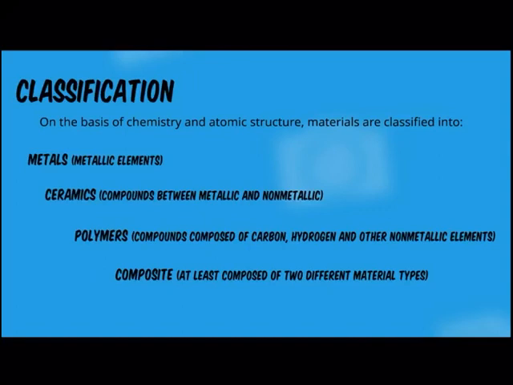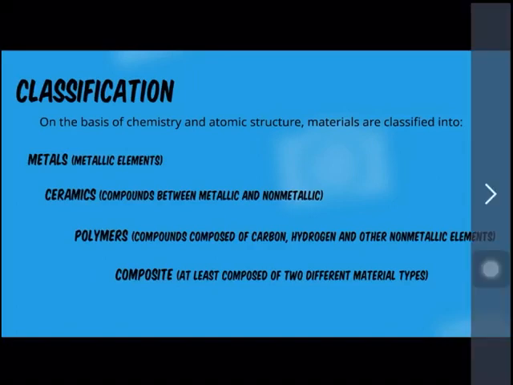Polymers are composed of long chains of carbon. Okay, they also have other non-metallic elements. And then the composite, the last one, has at least 2 different material types. Okay, so you can have different polymers in one, or polymers with ceramics, or polymers, metals, ceramics. If you mix them in a certain way and they are functional, that is a composite.